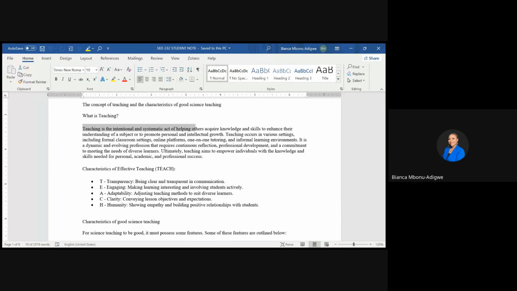We have online platforms, just like what we are doing now. We are using video conferencing to teach. We also have one-on-one tutoring. One-on-one tutoring can happen anywhere. It can be formal. It can happen online. It can happen even in the market, an informal setting. So we have formal classroom settings, the online platform, the one-on-one tutoring, and then the informal learning environment. Someone should give me an example of an informal learning environment.